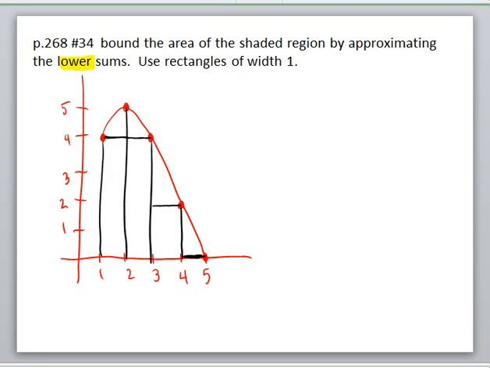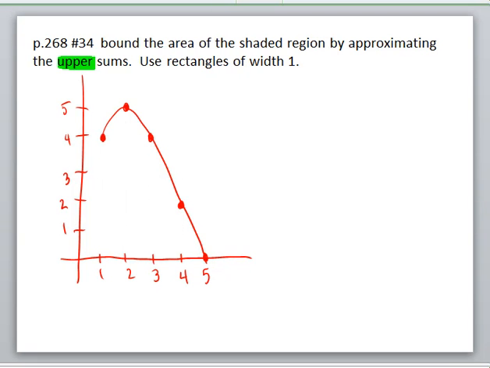So I'm going to go ahead and continue to talk about how to draw these, and I'm going to skip to the second problem, which is upper sums. And notice I have the same picture drawn. The upper sums are rectangles that are drawn above the curve. So again, I'm still going to be using those rectangles with a width of 1 because that's my instructions.